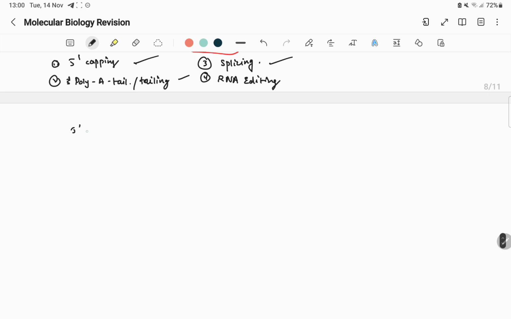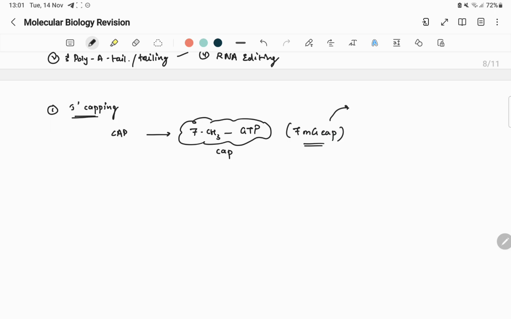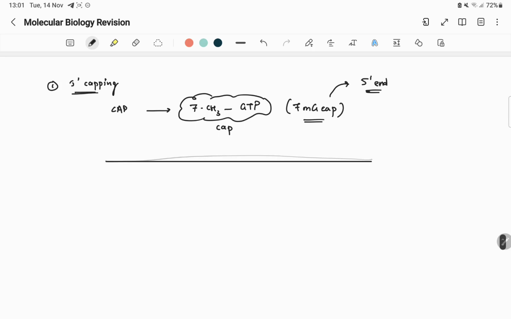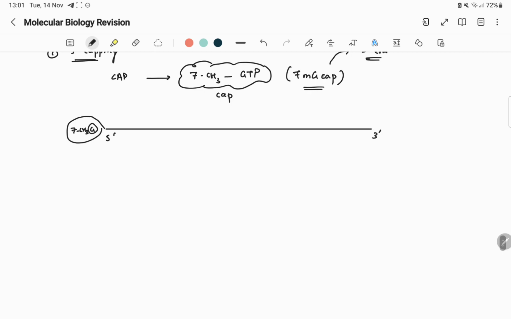So first let's talk about 5' capping. The cap is called a 7-methyl guanosine triphosphate cap. This is the cap, or it is called a 7-mG cap, which is attached to the 5' end of the mRNA. So here we have the mRNA, and here the 7-methyl guanosine cap, the GTP cap, 5' to 3'.